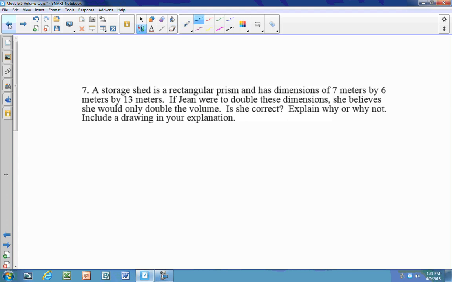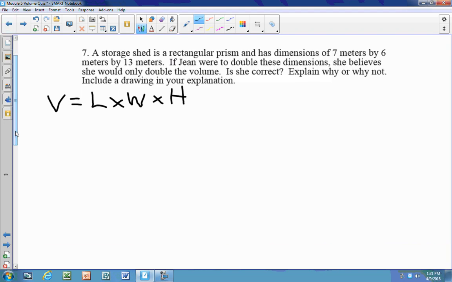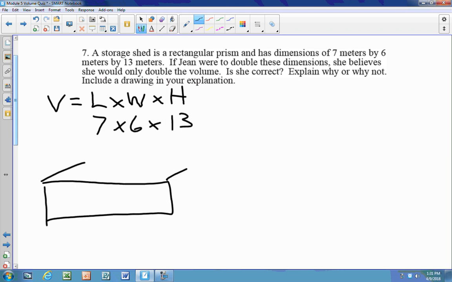Last, a storage shed is a rectangular prism, so we know we're going to be working with length times width times height. And it has a dimension of 7 by 6 by 13. And I'm going to draw my picture. And it's going to show that it's 7 meters long by 6 meters by 13 meters. There's my picture showing that. And when I solve my 7 times my 6 times my 13, I get 546 meters cubed.